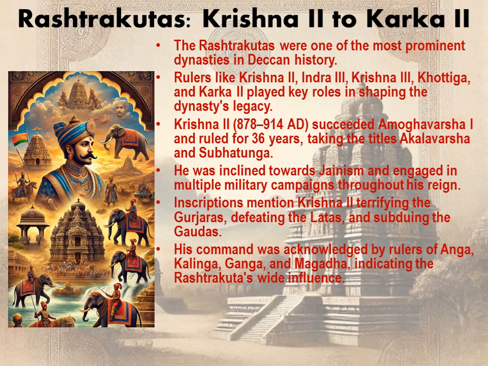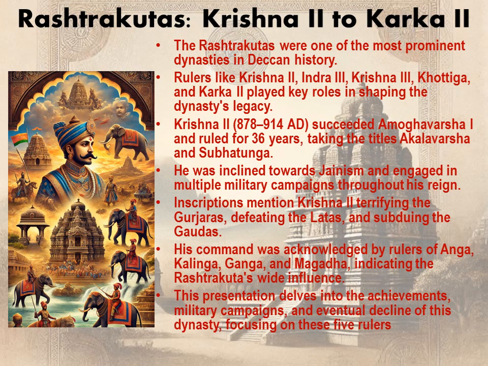acknowledged by the rulers of Anga, Kalinga, Ganga, and Magadha, indicating the Rashtrakutas' wide influence. This presentation delves into the achievements of Krishna II to Karka II, their military campaigns, and the eventual decline of this dynasty, focusing on these five rulers.